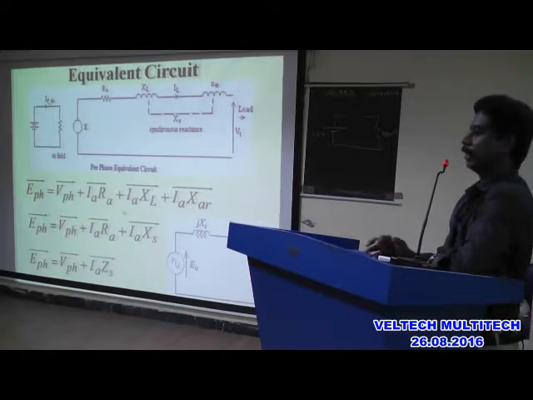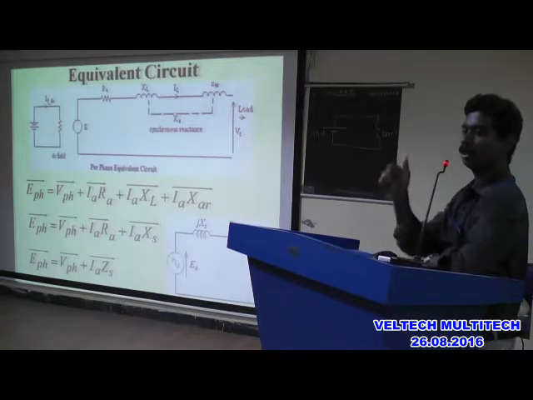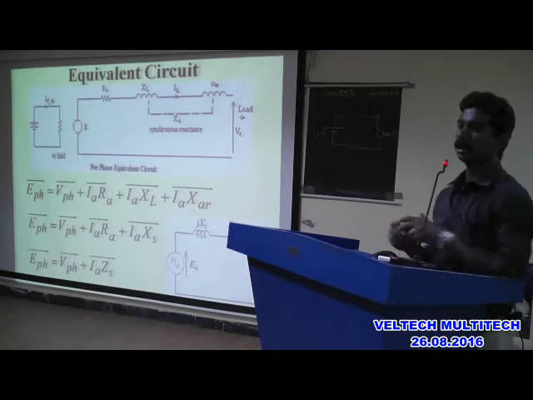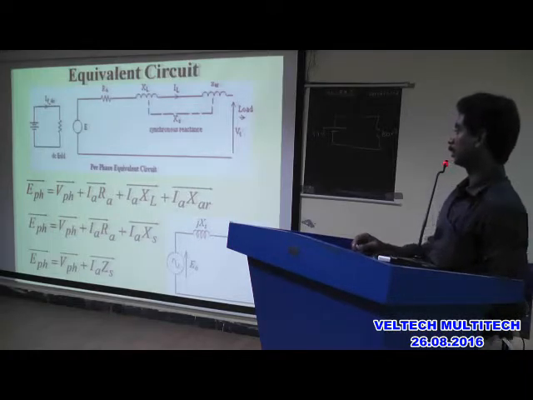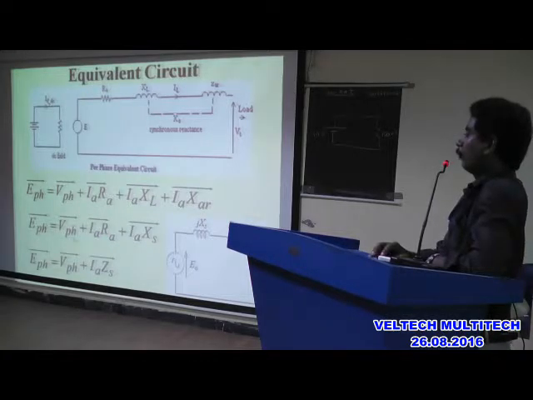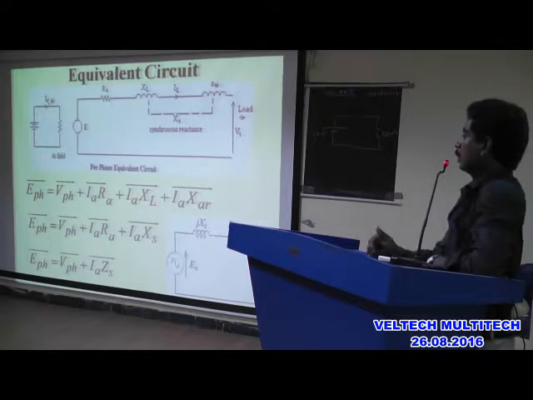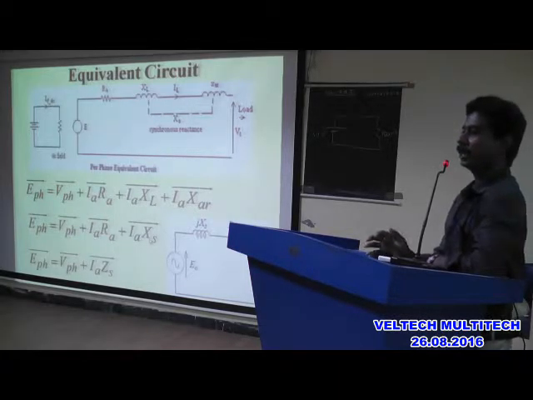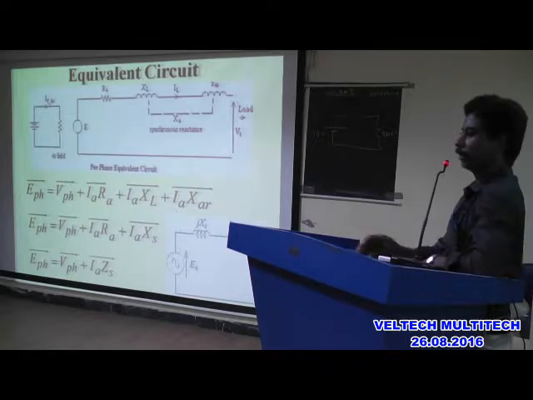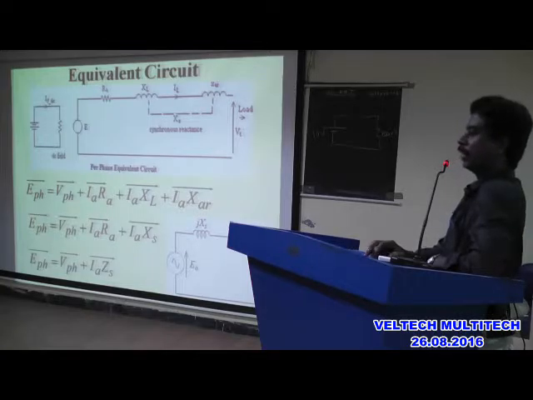Then XL plus XAR, that is leakage reactance plus armature reaction reactance, is nothing but the synchronous reactance. One of the important terms is synchronous reactance, notation XS. So if you add these two, the equation reduces to E phase equals V phase plus IARA plus IAXS. XS has two components, one is XL and the other is XAR. Then RA plus jXS is nothing but ZS, the synchronous impedance. So E phase equals V phase plus IAZS.